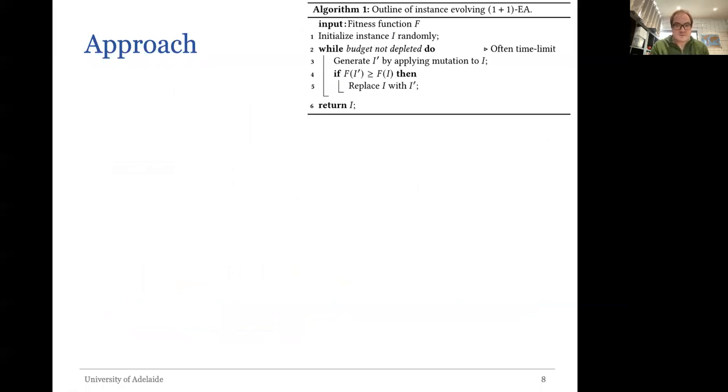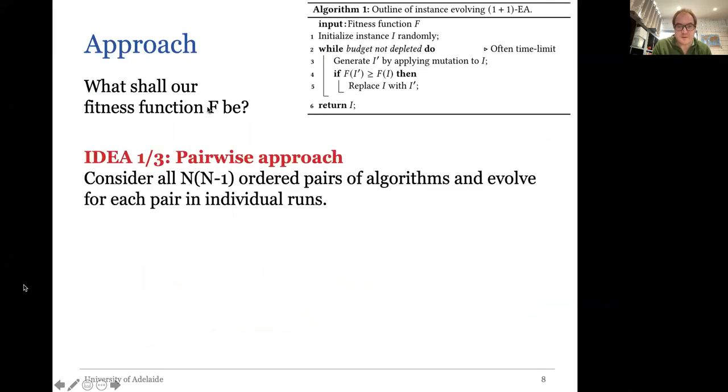We've used 3 different approaches for this, and in all of them we used a very simple 1+1 evolutionary algorithm where the initial instance was generated at random, and then we ended up mutating the instance, and we accepted it if it was no worse with respect to our fitness function than the previous instance. But this is where the smarts are, in the fitness function. What shall our fitness function actually be to drive this? The first idea was very simple.